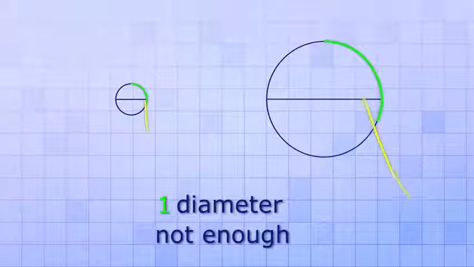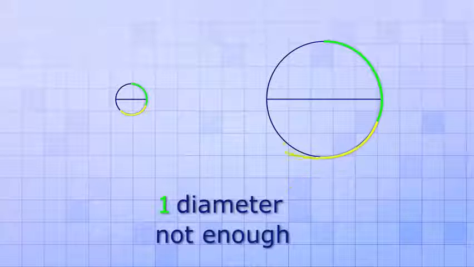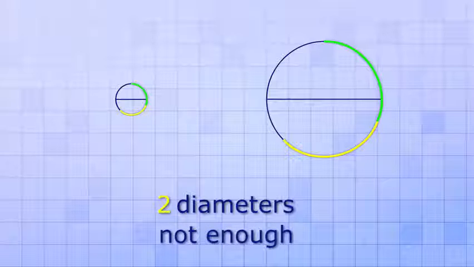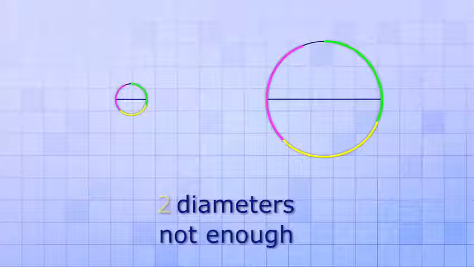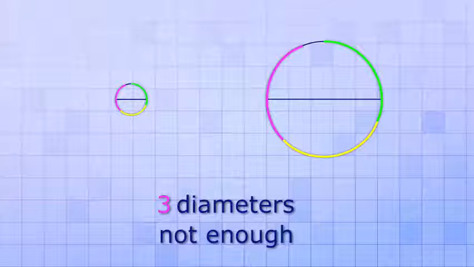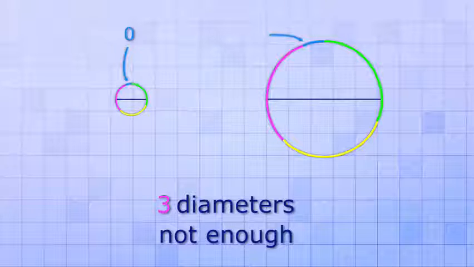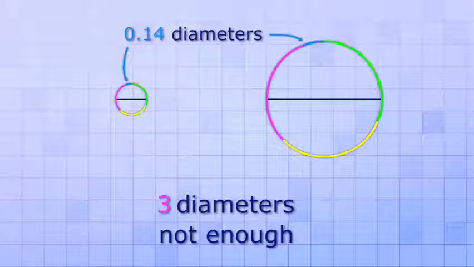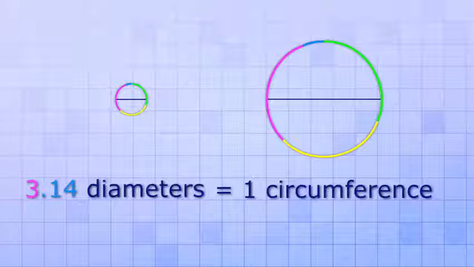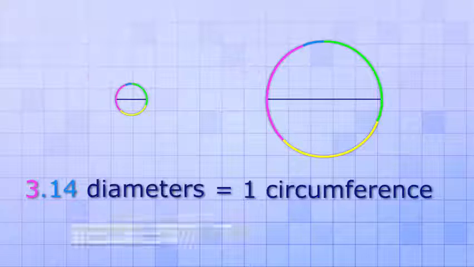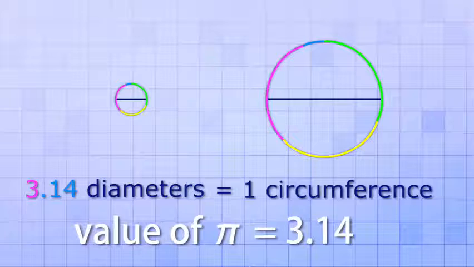So let's get another diameter and keep going where the first diameter stopped. 2 diameters still isn't enough to go all the way around. It looks like we're going to need to get a 3rd diameter and keep going. Oh, so close! 3 diameters is almost enough, but it looks like we're going to need just a little bit more to form a full circumference. That little bit more turns out to be about 0.14 diameters. That means that it takes 3.14 diameters to equal 1 circumference for any circle, big or small. So the value of pi is always 3.14.